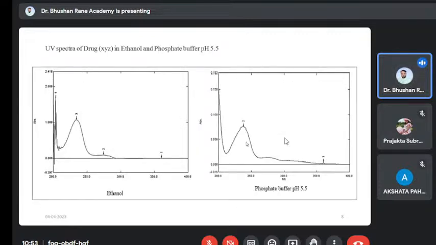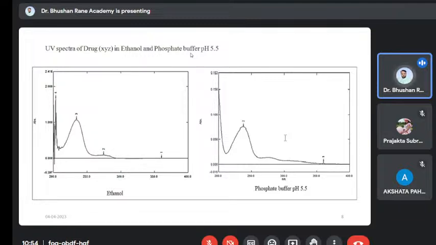Here is the UV spectra of the drug XYZ in ethanol and in phosphate buffer pH 5.5. I selected ethanol because the drug has the highest solubility in ethanol. The second solvent I selected is phosphate buffer pH 5.5. Ethanol is selected in order to determine the drug content, and the phosphate buffer is used because you have to conduct the dissolution study or diffusion study for the drug. That's why the other medium is to be selected.